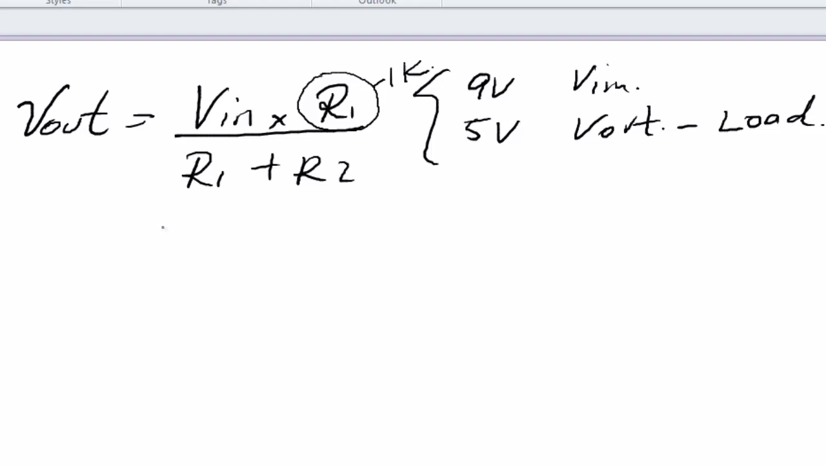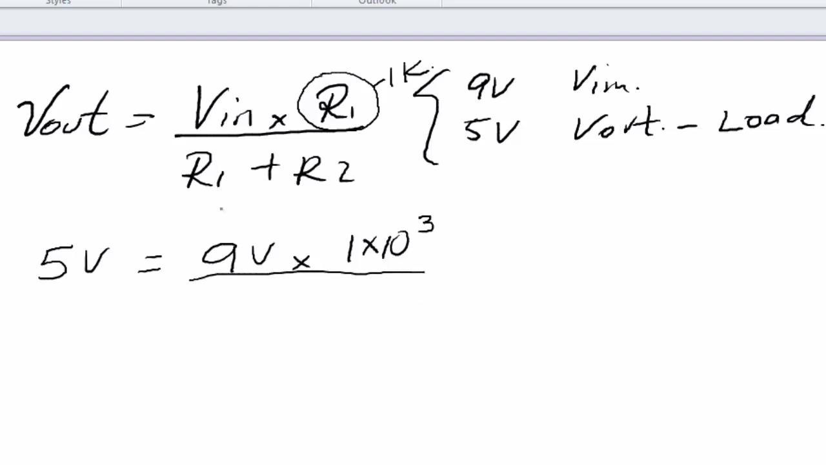So let's just put all the information that we have in the equation. The voltage out will be 5 volts. Now, the voltage in will be 9 volts times R1, that is 1K. This would be 1 times 10 to the power of 3, that's easier for you to understand and put in the calculator. R1 is 1 times 10 to the power of 3, plus R2. Now we need to find this value.